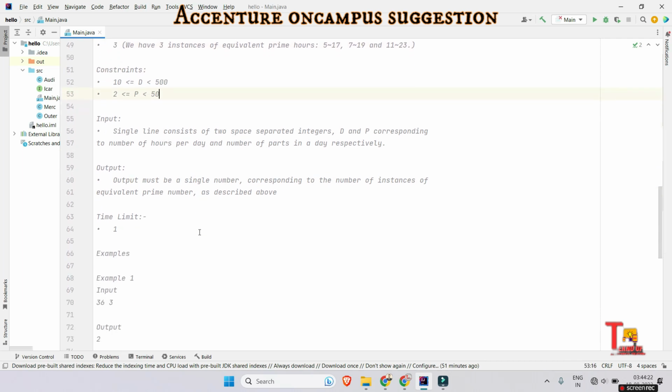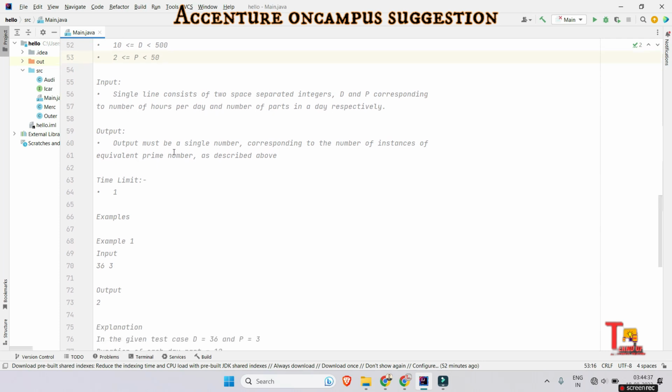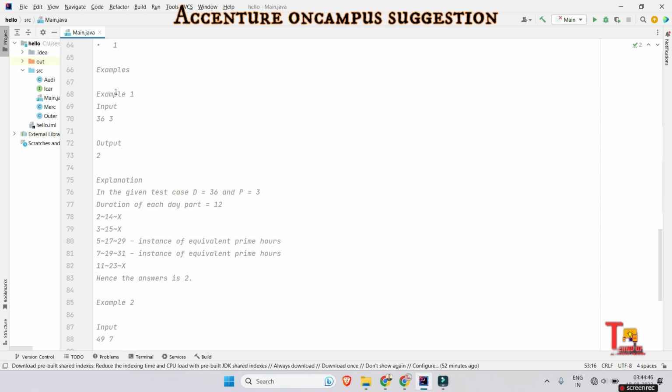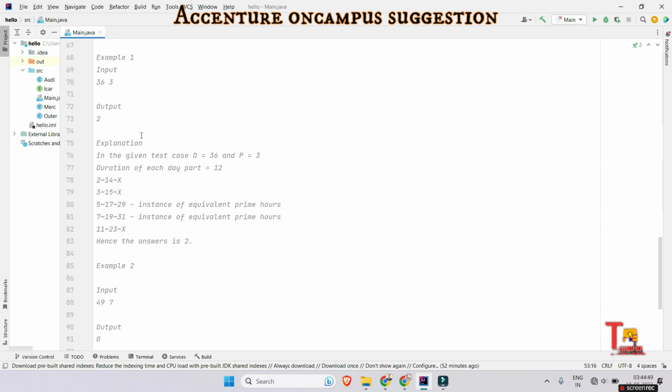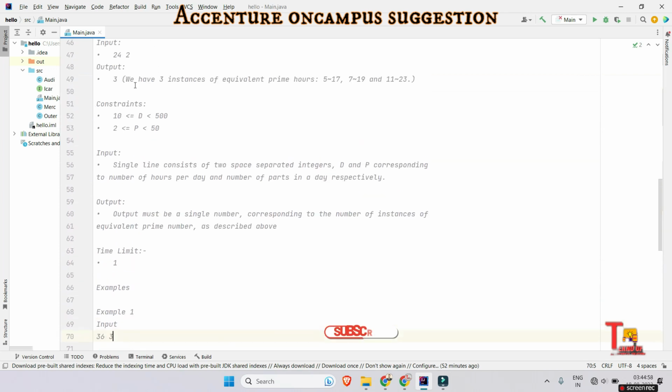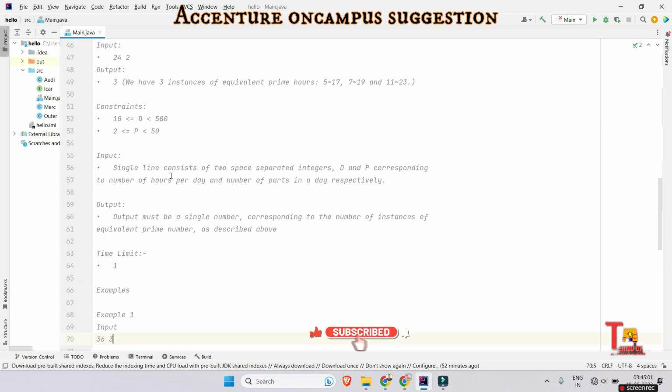The input format is a single line consisting of two space-separated integers D and P, corresponding to the number of hours per day and the number of parts in a day respectively. The output must be a single number corresponding to the number of instances of equivalent prime hours as described above. So here is another example: 36 and 3. 36 is the total number of hours and 3 is the number of parts in a day.